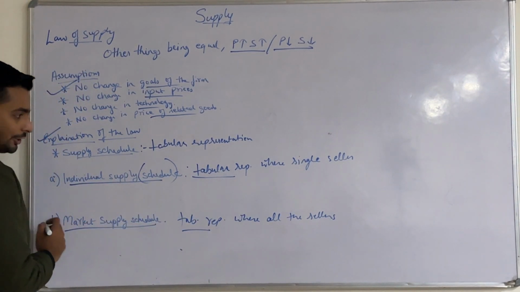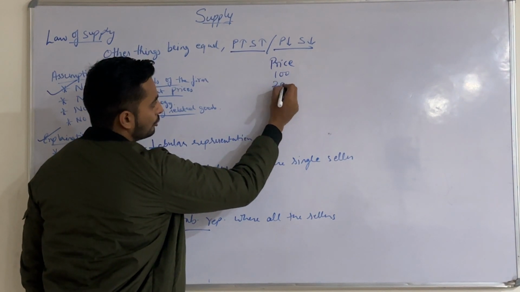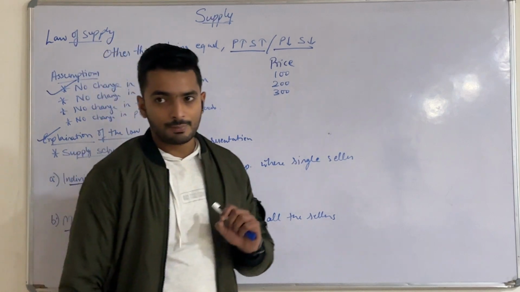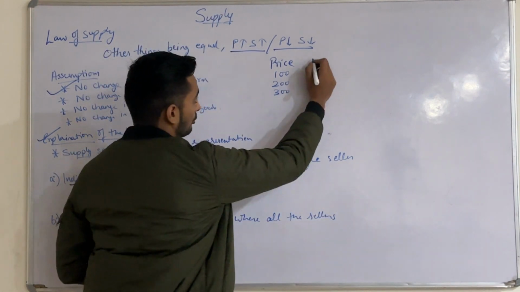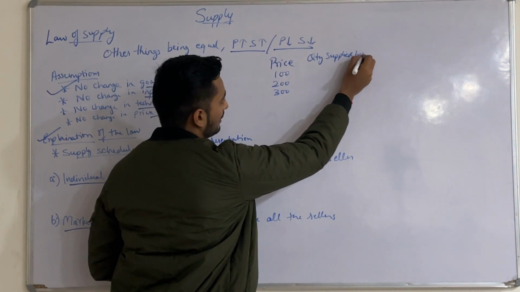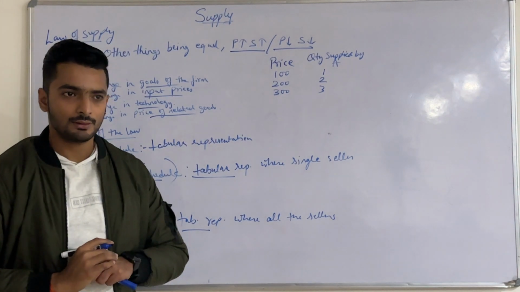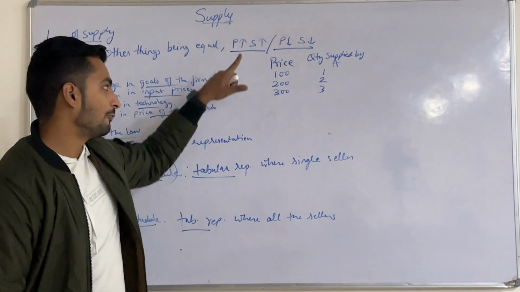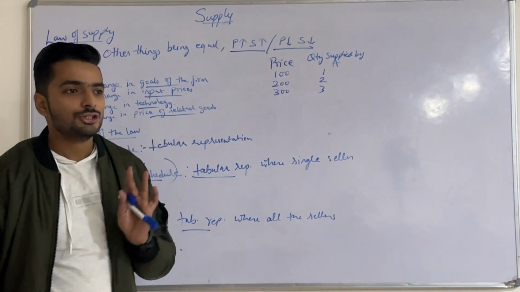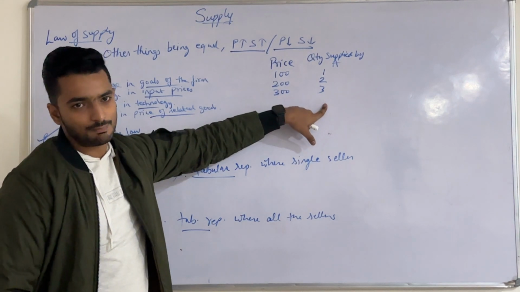Now we have to draw the schedule. See, price 100, 200, 300. The price of the commodity is increasing. So the quantity supplied by seller A will increase: 1, 2, 3. Law of supply we are following. So if price increases, supply also increases. So this is the individual supply schedule. Only a single seller is selling, that is your individual supply schedule.